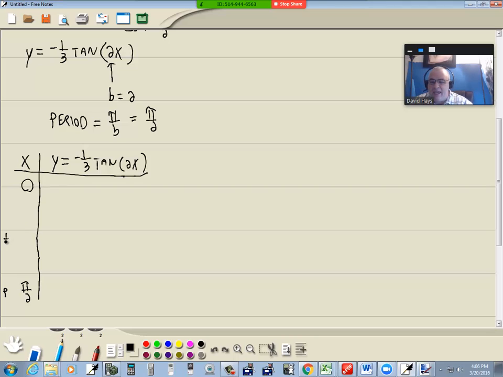Here in the middle it'll be half of p, which is 1/2 times pi over 2, which is pi over 4. This will be 1/4 times p. 1/4 times pi over 2 is pi over 8. And this one will be 3/4 of our period. And 3/4 times pi over 2 is 3 pi over 8.